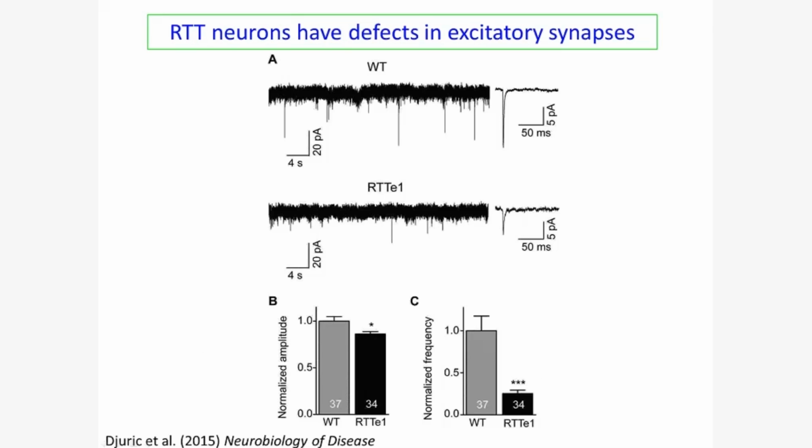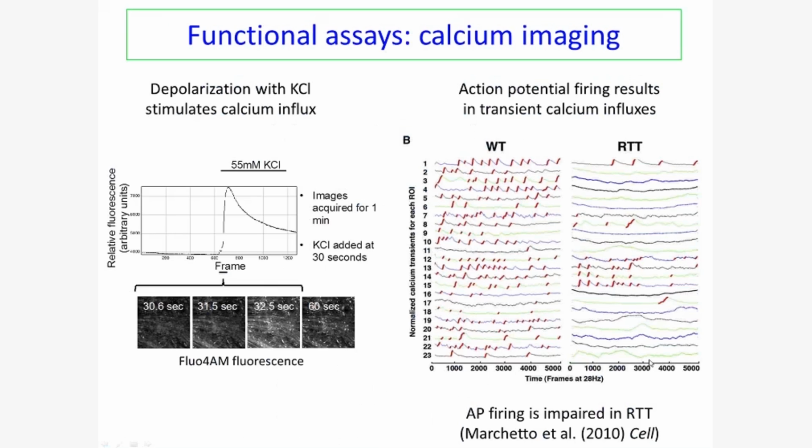But a more profound phenotype was the frequency of excitatory events, which is correlated with several factors, but one being the actual number of excitatory synapses that are being formed. And again, this recapitulates what is known or what is expected from studies in the mouse system within our human iPS cell-derived neurons. Other tools for studying the function of neurons include calcium imaging.